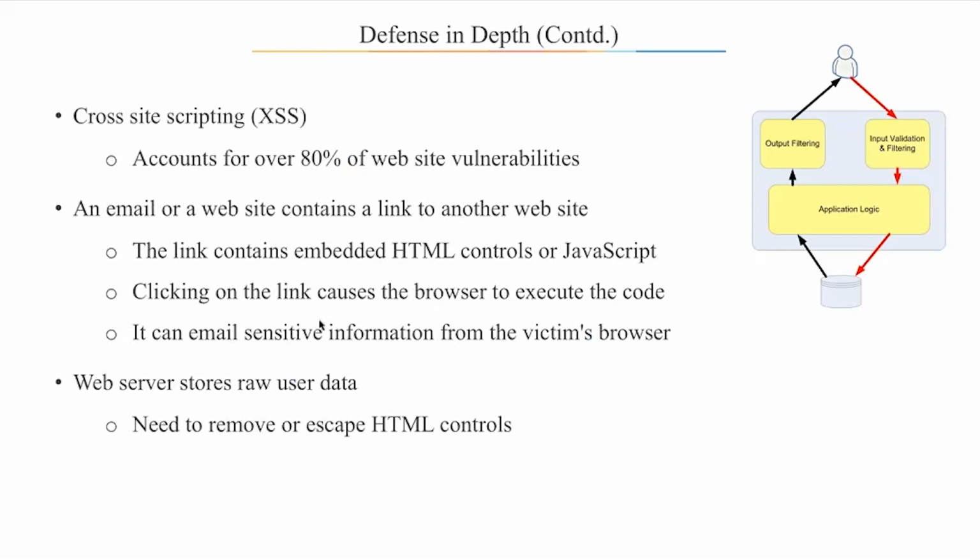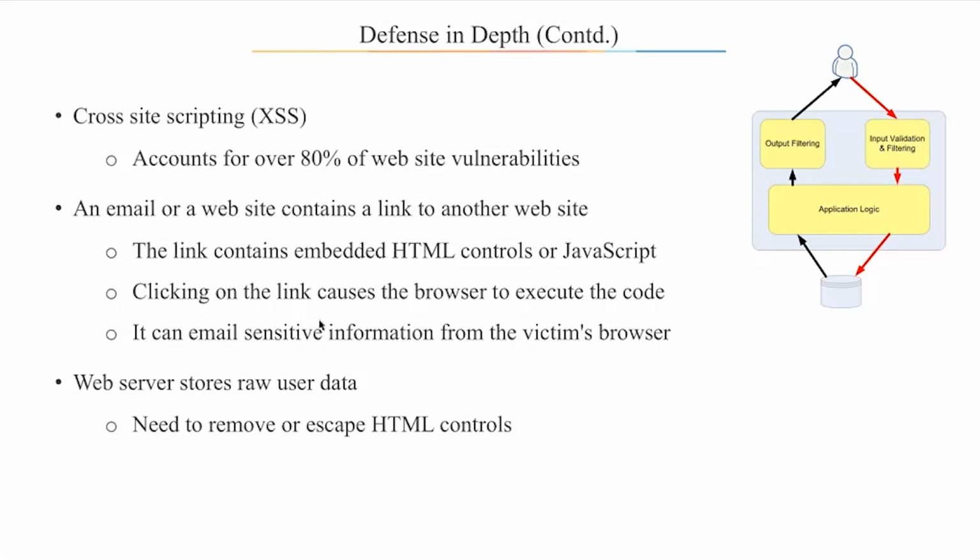Interestingly enough, 80% of website vulnerabilities come from this thing called cross-site scripting. So what is that? Often you may hear of these things called attack vectors. An attack vector is just a way that people can use to get in. The more you reduce attack vectors, the more secure your system is, okay? This attack vector called cross-site scripting accounts for over 80% of website vulnerabilities.